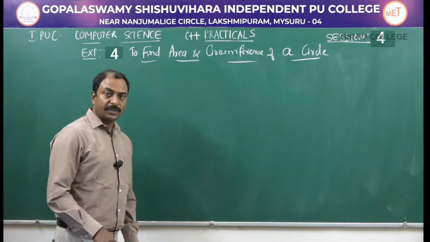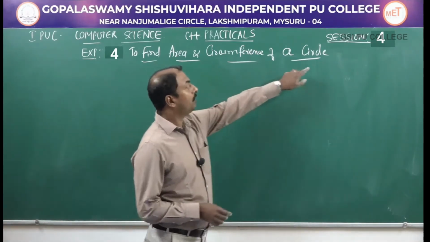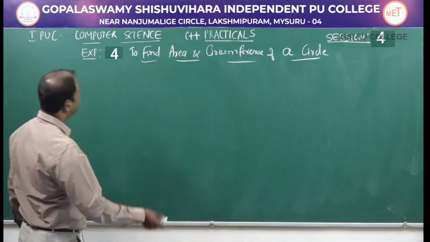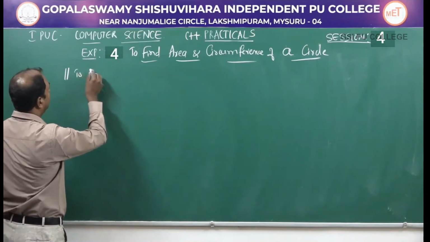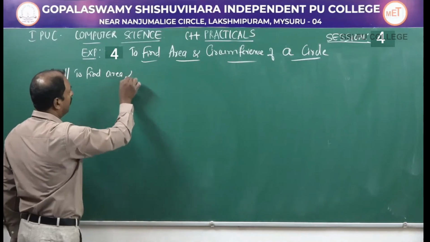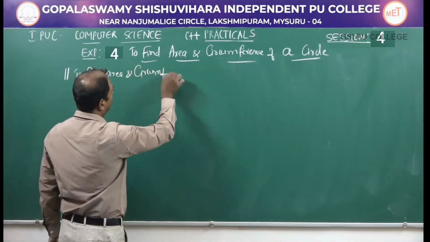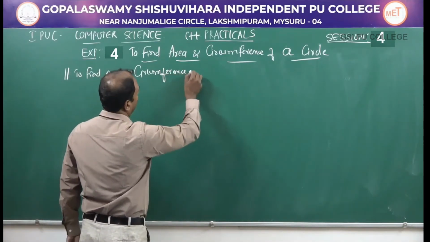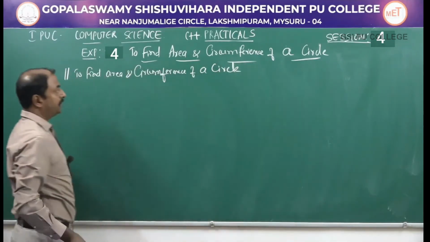Today, let us start our session with how to find the area and circumference of a circle. Let us write a program for the same. First, the comment section. Here we are writing: to find area and circumference of a circle. This is the comment section.